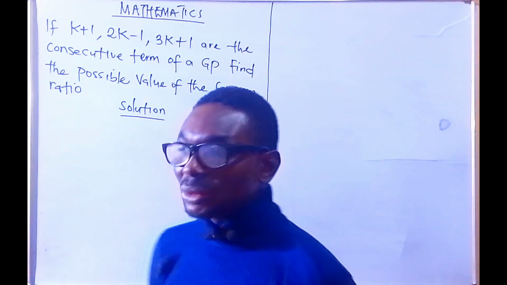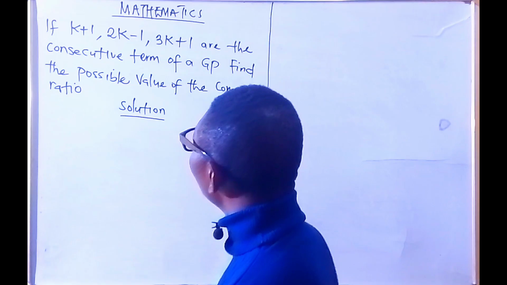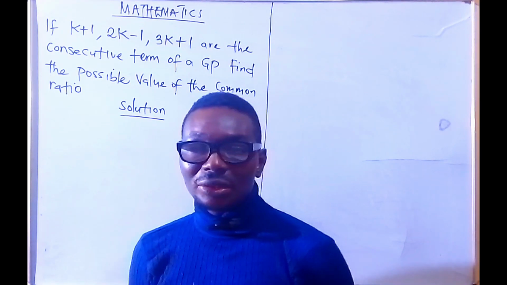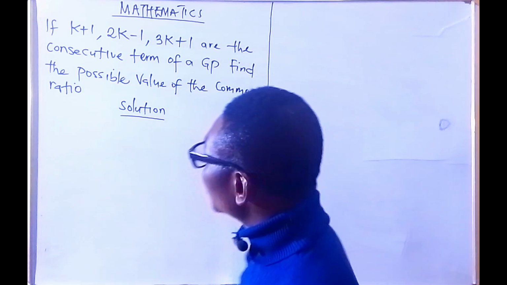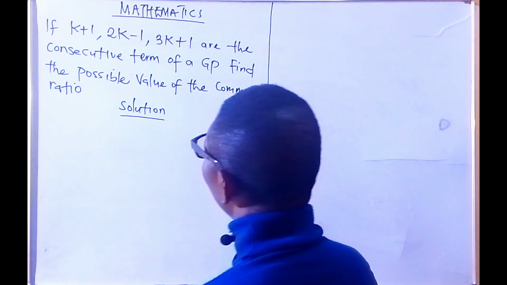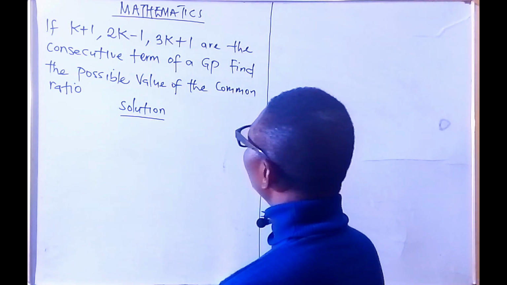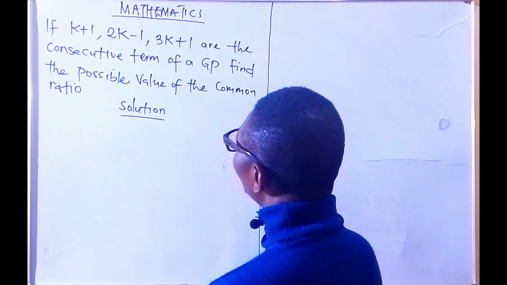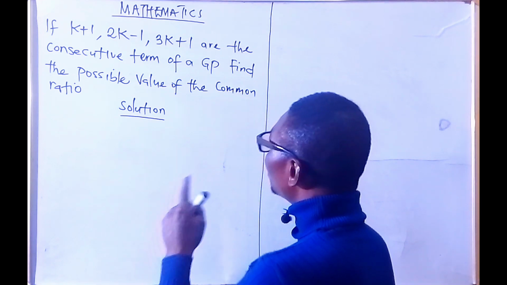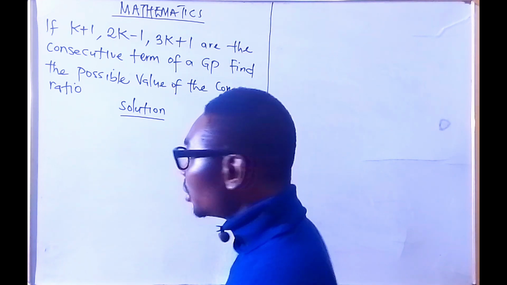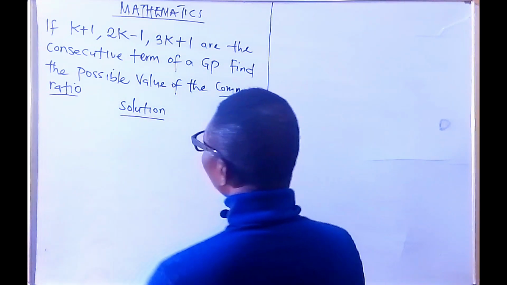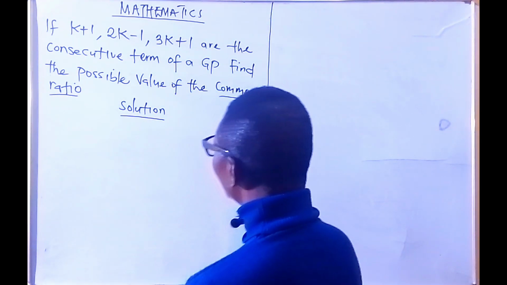Today I'm going to teach you how to solve problems on geometric progression. So I have a problem for you. If k plus 1, 2k minus 1, 3k plus 1 are the consecutive terms of a GP, find the possible value of the common ratio. We have to find the what? The common ratio, the possible value of the common ratio.